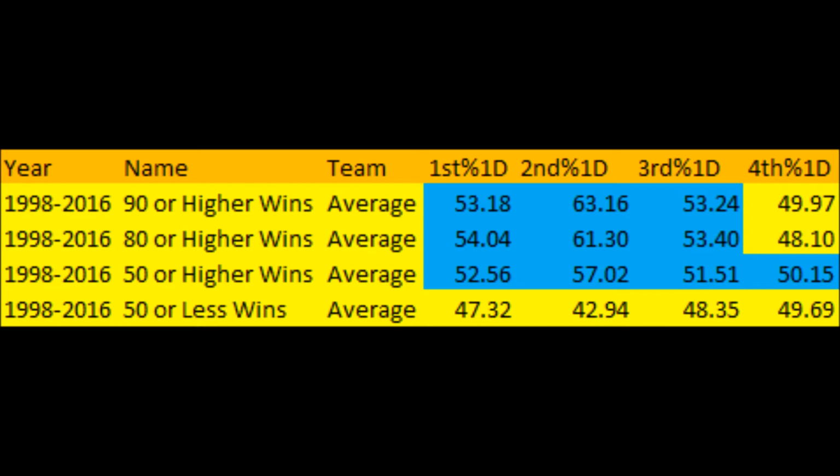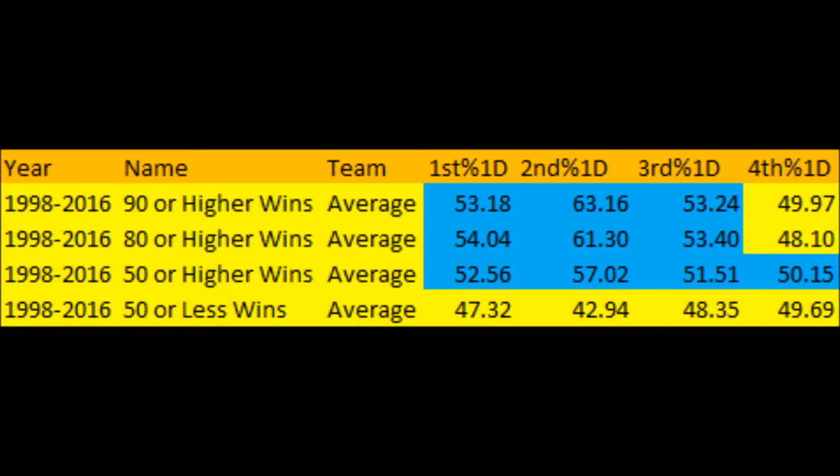You can clearly see that there is a vast difference when it comes to 90 percentile, 80 percentile, and 50 percentile higher wins. You don't need to have a very good first down conversion rate with the rush. You do need to have somewhat of a good second down conversion rate. Third down conversion rate, same difference overall.